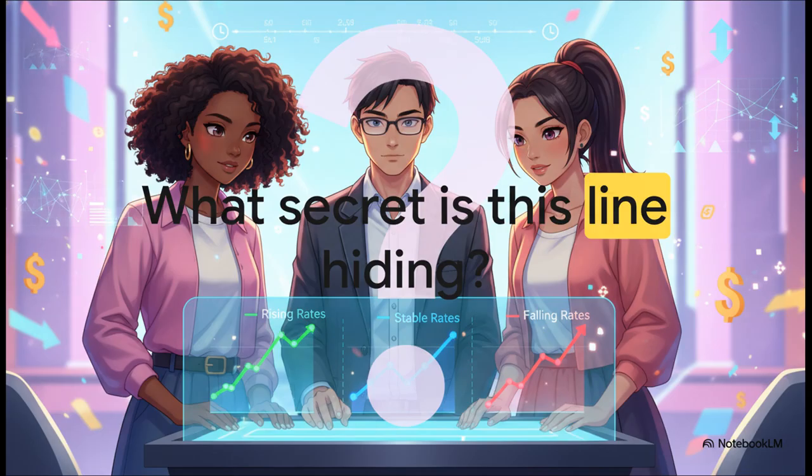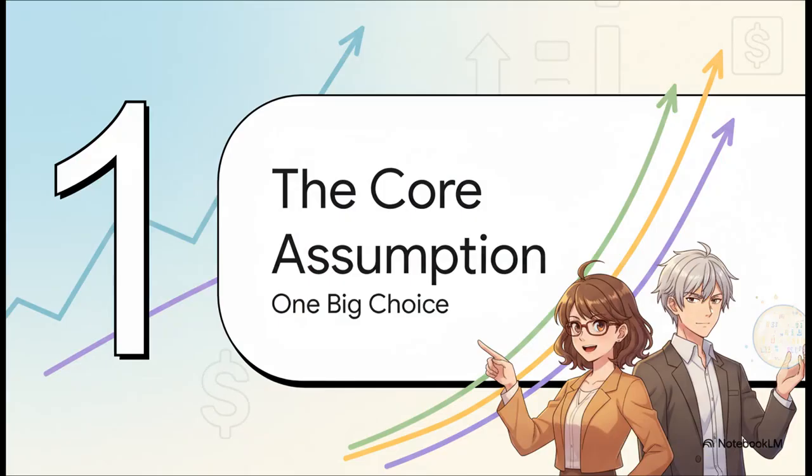This is the yield curve. But don't let its simplicity fool you for a second. Hiding inside this line is a powerful prediction. It's a forecast for interest rates, for inflation, even for economic growth. So the big question is, how do we crack the code? Well, the answer lies in something called the expectations theory.